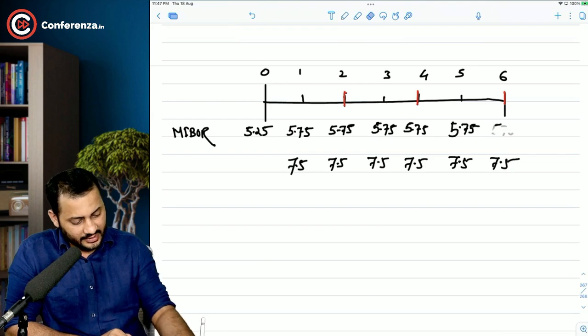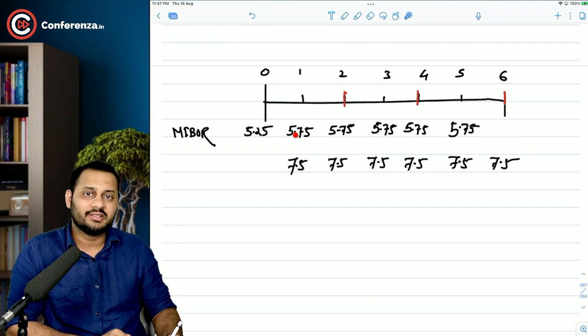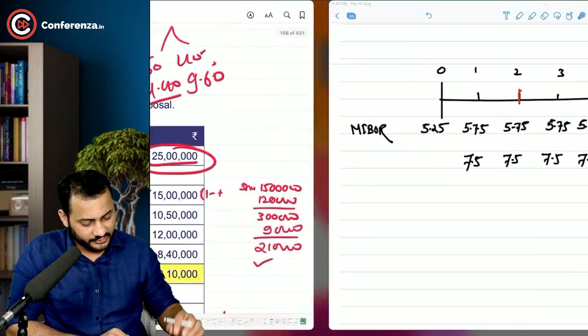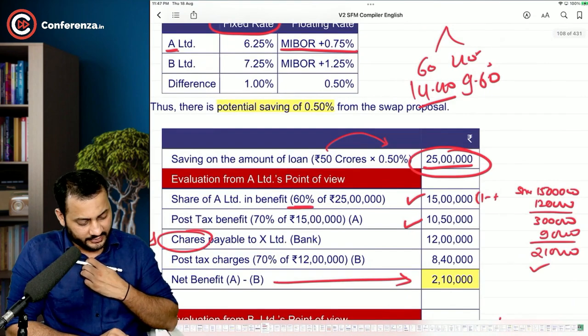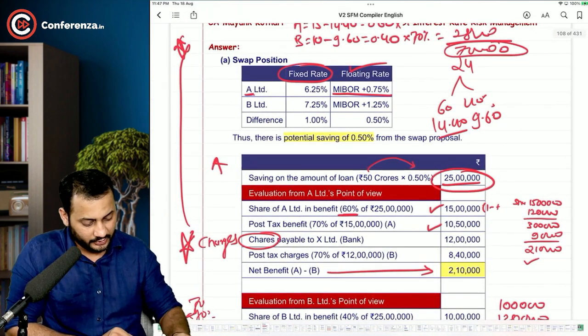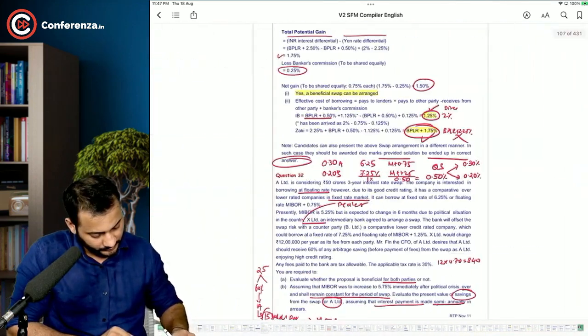And understand that the interest rate applicable for this is not this one. It is decided at the beginning. So at this rate, you are going to discount 7.5 if you have to. But let me just finish it first. What exactly will be the rate? I will just tell you. It will not be the MIBOR only.